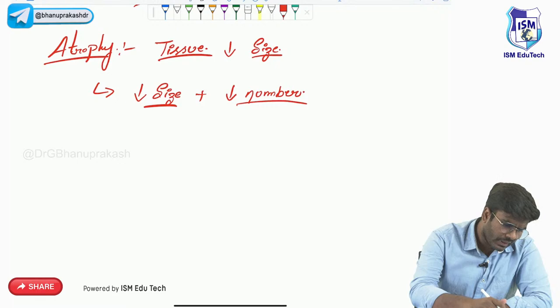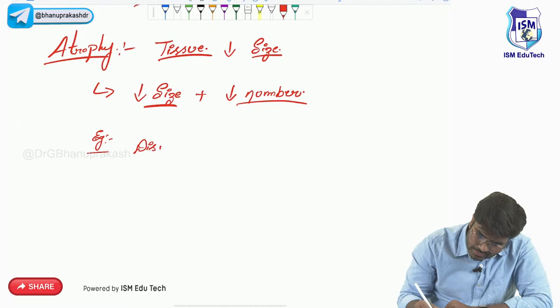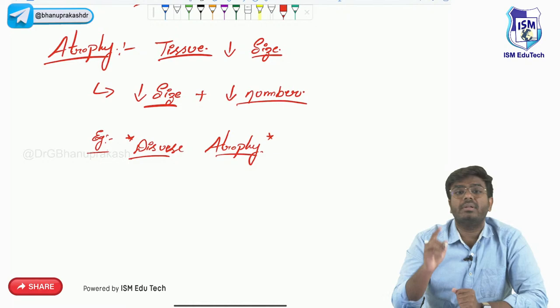Now here, the MCQs which I want you to know are: what are the examples of atrophy? For example, disuse atrophy. Very common thing, disuse atrophy. Now, see thymus. Remember, I have given you the example of thymus.